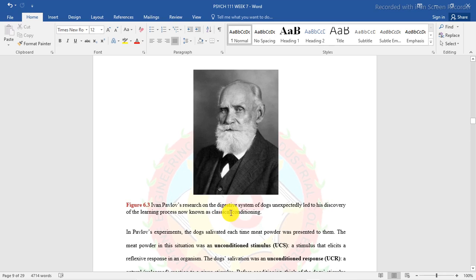So, ito yung picture ni Ivan Pavlov. Ivan Pavlov's research on the digestive systems of dogs unexpectedly, hindi niya sinadya, led to the discovery of the learning process now known as classical conditioning. Kasi kay Ivan Pavlov, digestive system lang yung pinag-aaralan niya. And then, natutunan yung salivation through the bell.